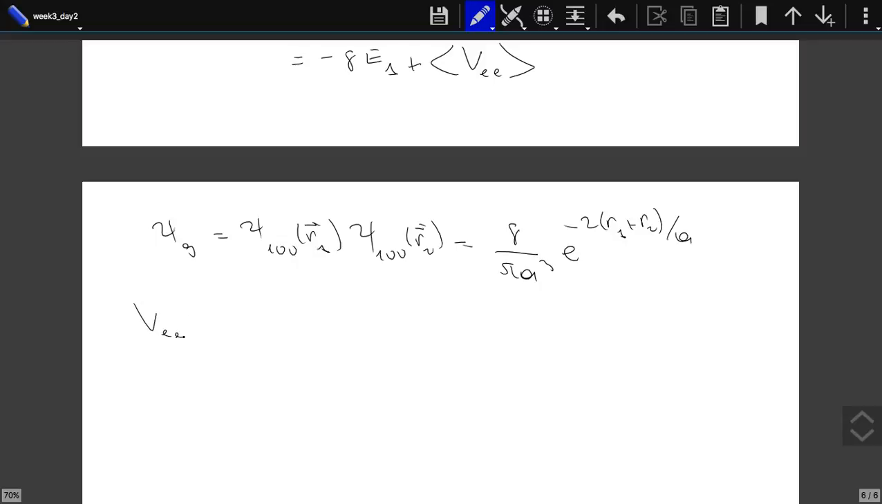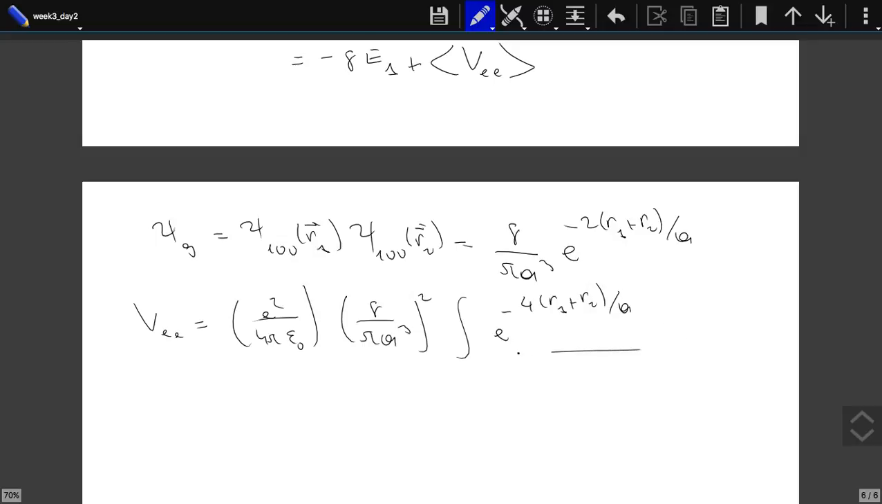Then VEE would be just e squared over 4 pi epsilon 0, the overall coefficient. Then 8 over pi a cubed, squared. We have one from psi g and psi g star. And then we have e to the power minus 4 (R1 plus R2) over a, divided by the absolute value of R1 minus R2, d cubed R1, d cubed R2. So we just need to take this integral.